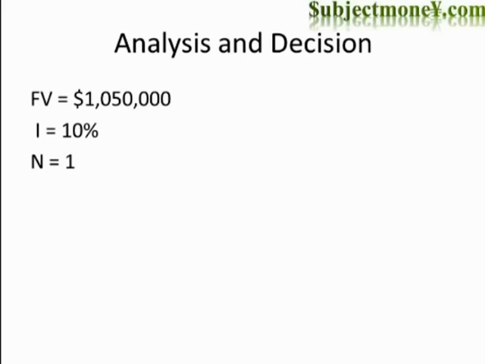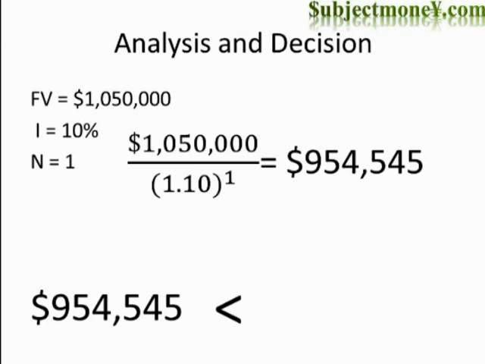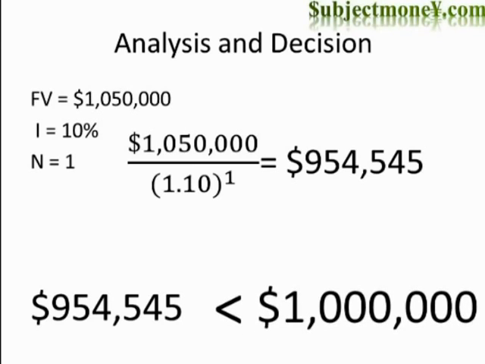Now we have all the information needed to make our analysis. We have the future value of $1,050,000. We have our discount rate of 10% and our number of periods, which is only 1 year. When we plug these into the present value equation, you can see that the present value of receiving $1,050,000 in 1 year is worth $954,545. That's $45,455 less than $1 million. With this analysis, you should choose the $1 million now, instead of the $1,050,000 in the future.